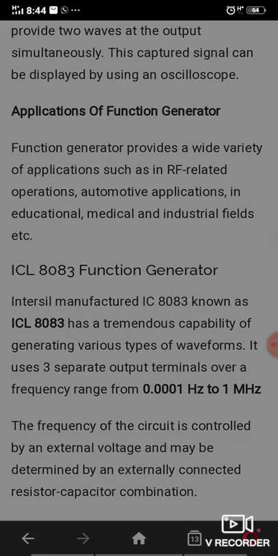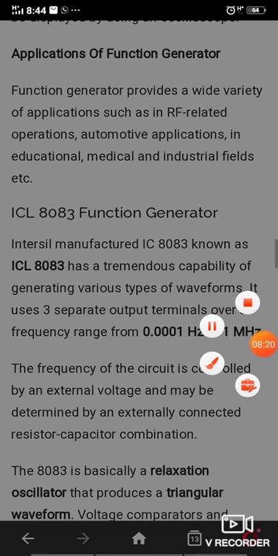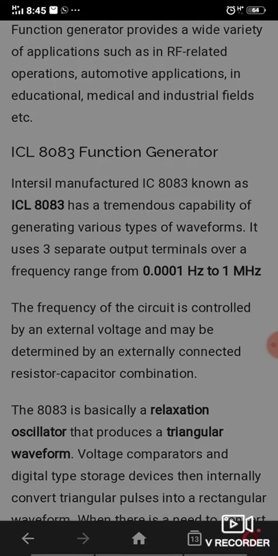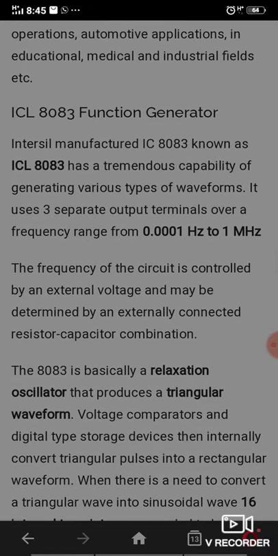ICL 8038. Intersil manufactured IC 8038, known as ICL 8038, has a tremendous capability of generating various types of waveform. It uses three separate output terminals over a frequency range of 0.0001 Hz to 1 MHz.